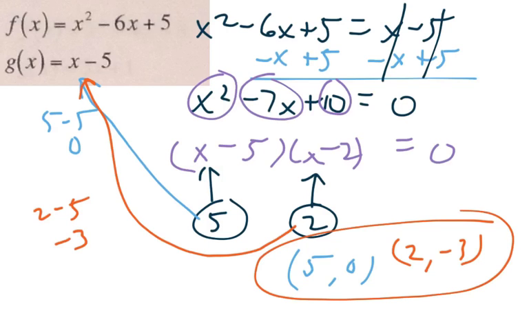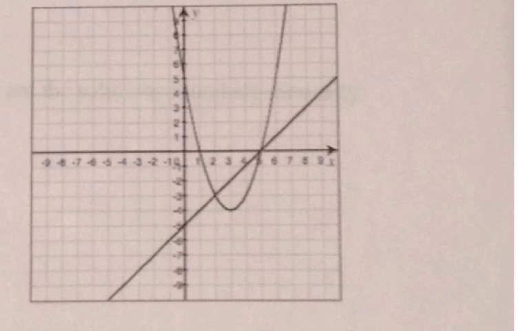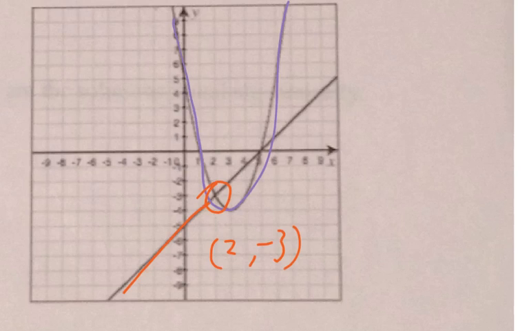Again, let's check it with the graph. So if you look at the graph that was done of our system here, guys, notice here's the parabola again, right? And if you follow the line, you will notice they cross right there, don't they? And that point is 2, negative 3, isn't it? Then, notice right here, they cross again at 5, 0, do they not?